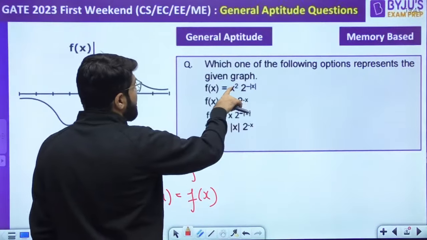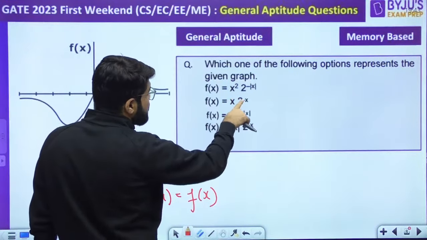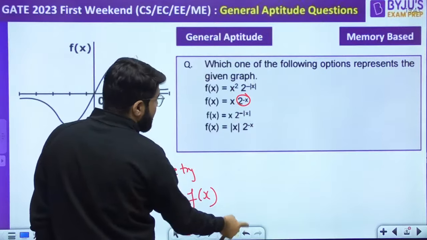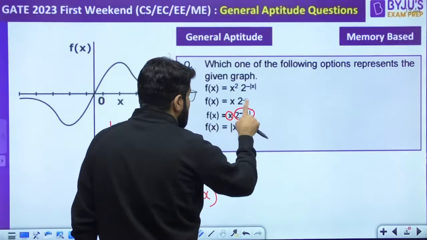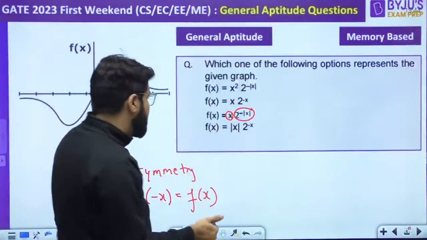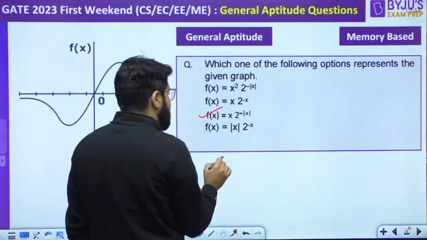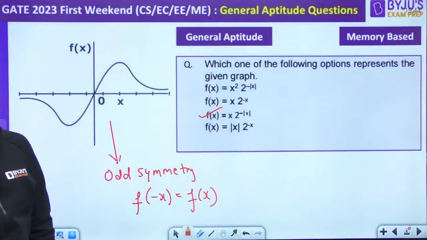Dekho, x square is even. The only thing is 2 power minus x will not show any symmetry. X is odd. Yes, this function will be even because mod x is even, and odd into even will be an odd function. The correct answer is going to be C.